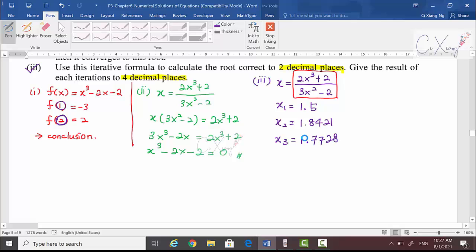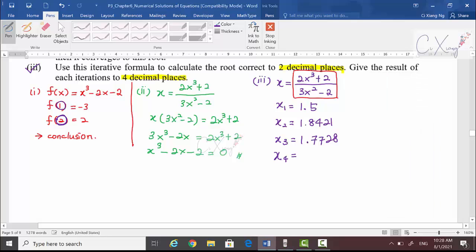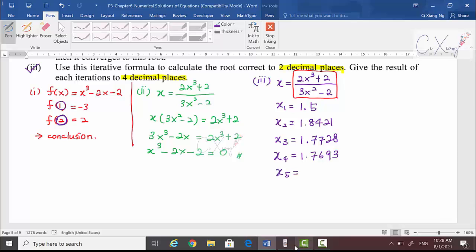Okay, so what will be the next value? I repeat the same process again. Press the calculation button and then key in the value 1.7728, and I'll get 1.7693. So I will put it in as 1.7693. Then x5, the number 5.